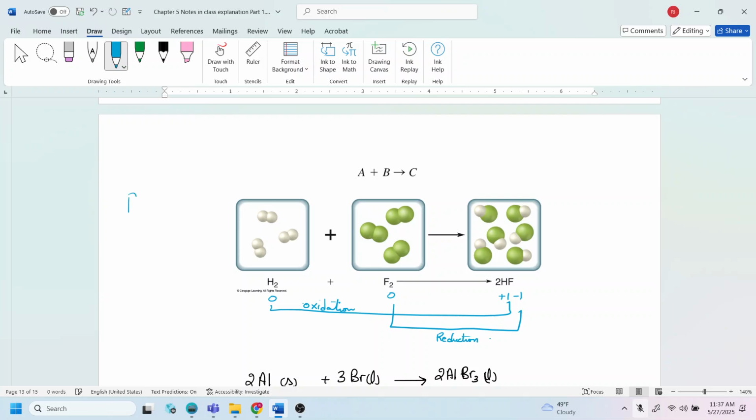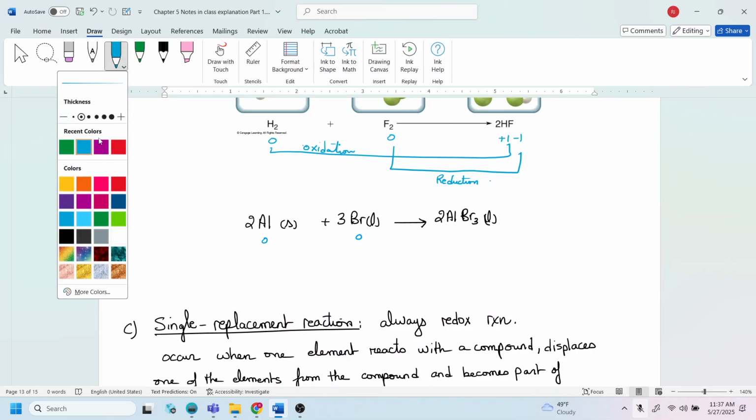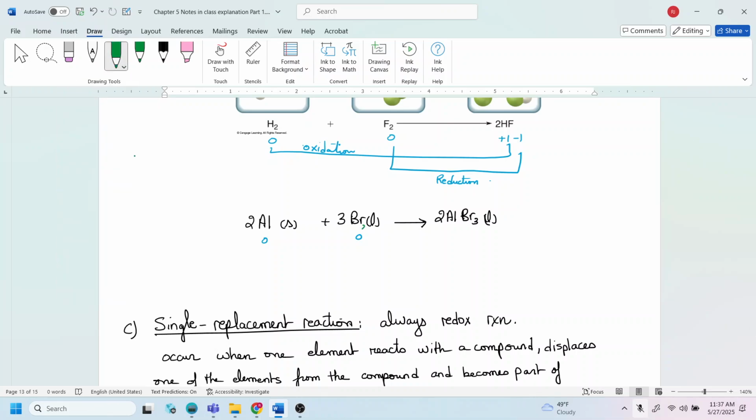So this is an example of a redox combination reaction. Okay. Another example for the aluminum, bromine in there. These are simple. So aluminum solid, bromine. This bromine here is a liquid. Okay. Bromine is always a diatom, so it's going to be a Br2. So please write it as a Br2.